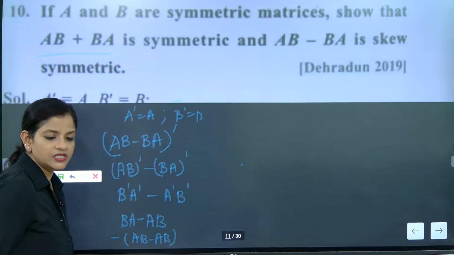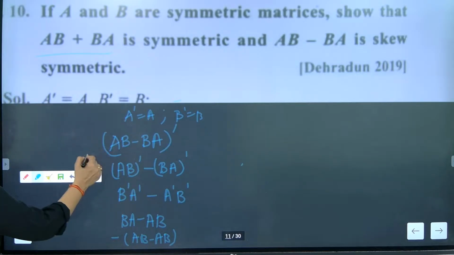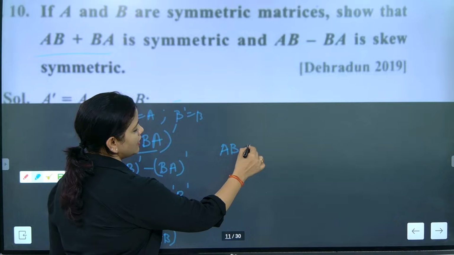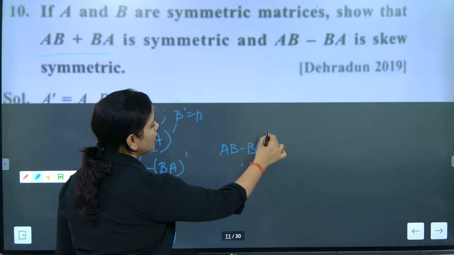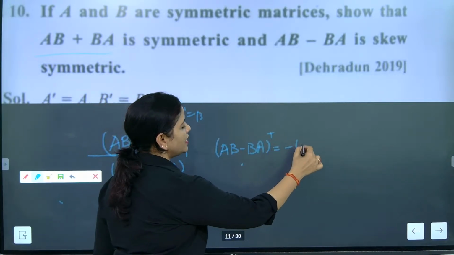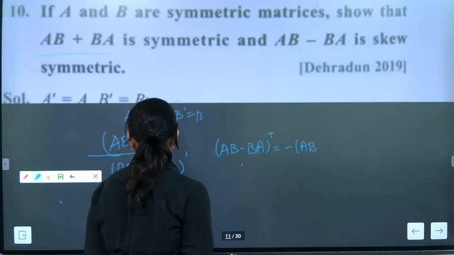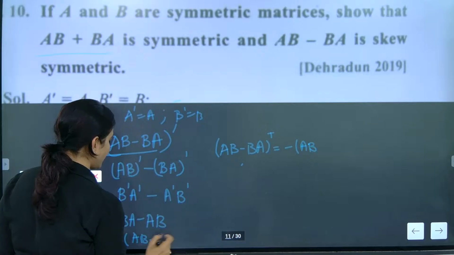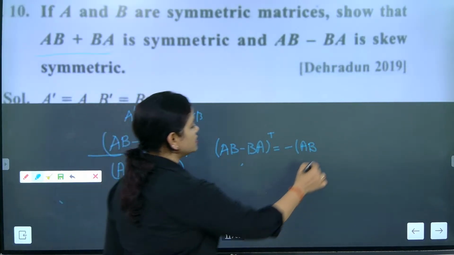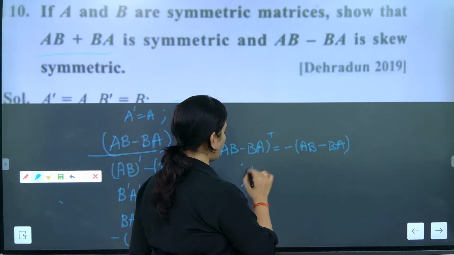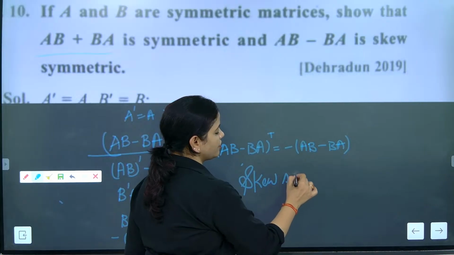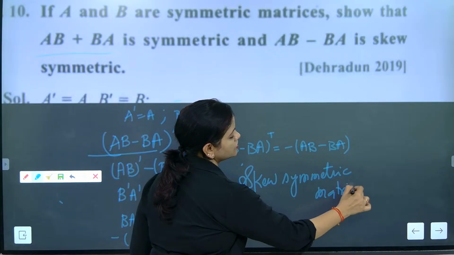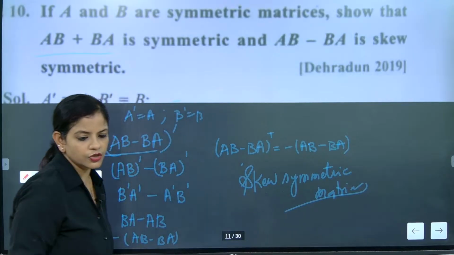Come on, where did we start from? We started with the transpose of AB minus BA. So our conclusion is, we started with AB minus BA transpose and we got minus of AB minus BA, because we just took the minus out. So the transpose of AB minus BA is minus of AB minus BA, and this is the wholesome property of a skew symmetric matrix. This is one of the most important parts of skew symmetric matrices.